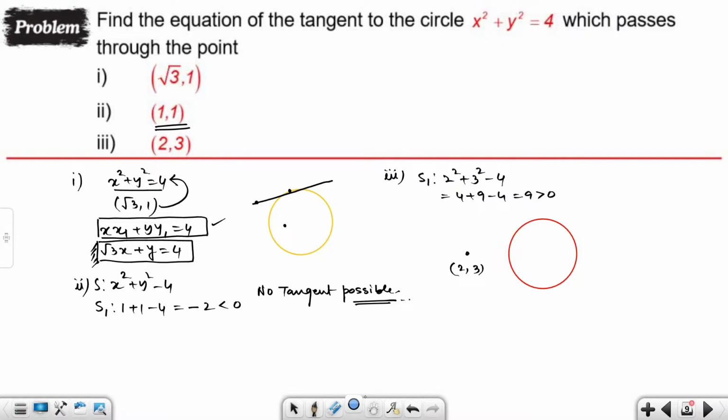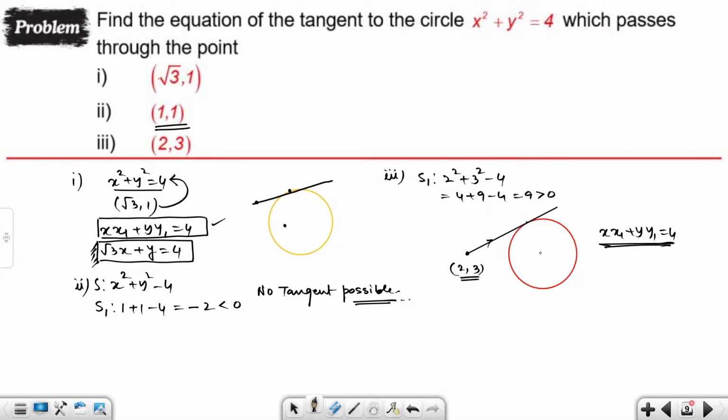Now I want to find out the equation of the tangent drawn from this point. Now listen to it carefully. Can you use that form, xx1 plus yy1 equals to 4? Can I use this form to find out this equation? No, sir. Why no? Because this point (2, 3) is not on the circle. It is somewhere outside the circle. So we cannot use this form. So now my question is, how to find out this equation?